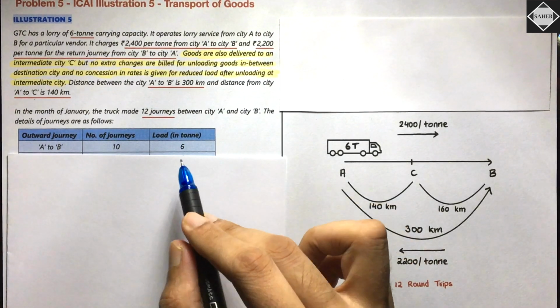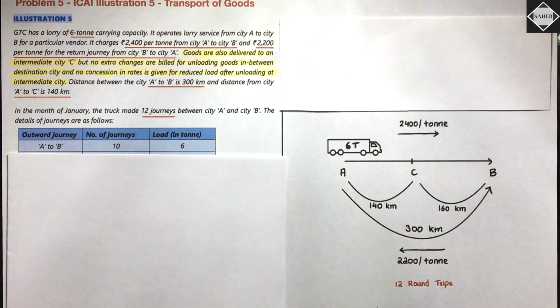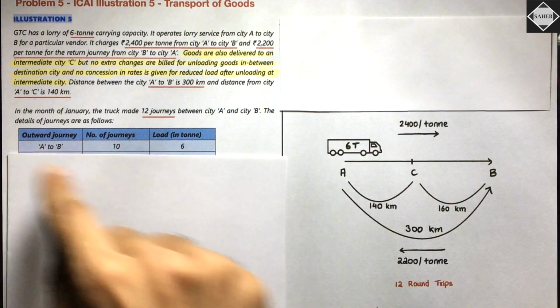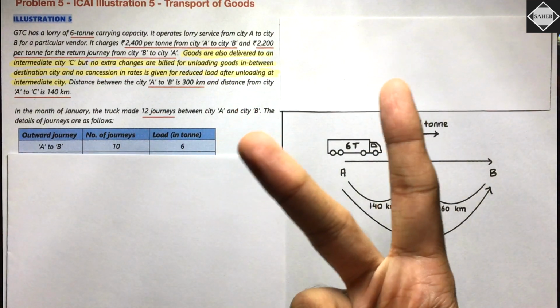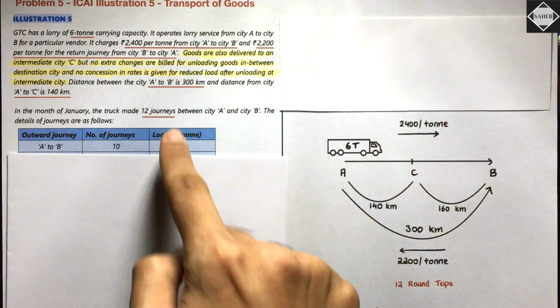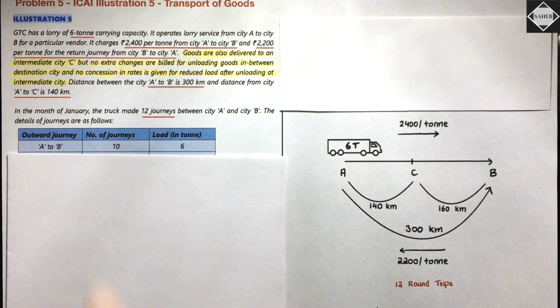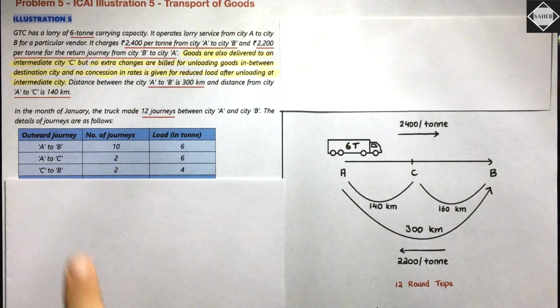In each journey, how much are we carrying? 6 tons we are carrying. Then how many journeys are left? If 10 journeys are like this, then only 2 journeys are left, because they have told us 12 journeys in total. So see here what they have done. Here they are saying 2, 2. How can there be 4 journeys? But still there are 4 journeys. How it is, you have to understand.